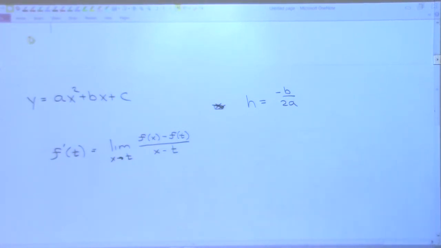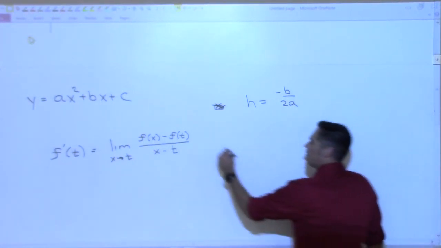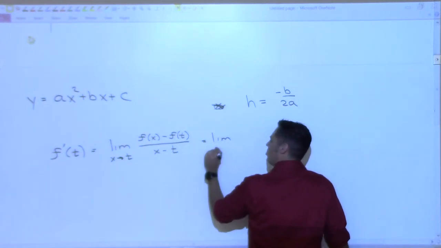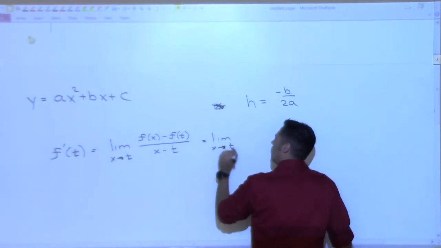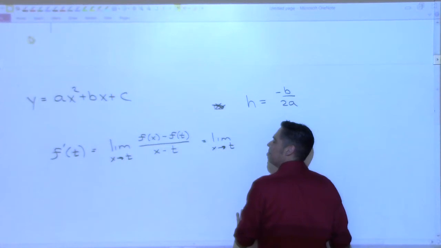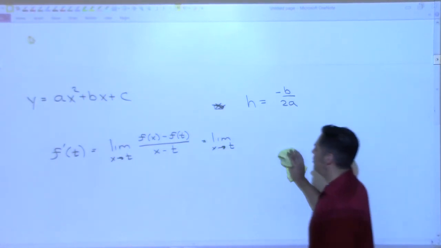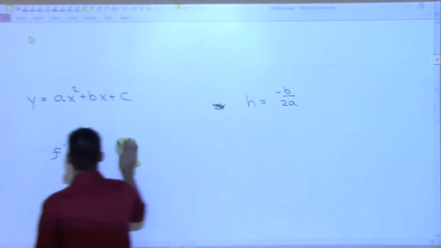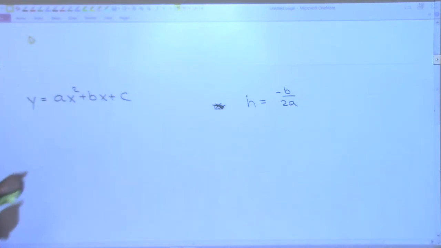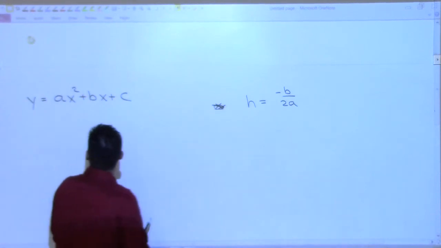I don't know if I'm going to have enough time. Let's keep going. Limit x goes to t. Now, I'm not going to have enough time. So why don't I cheat a little bit? I still want you to see this. Remember how I showed you that little shortcut a second ago? I said you can't use this yet? Okay, let's try that little shortcut real quick.